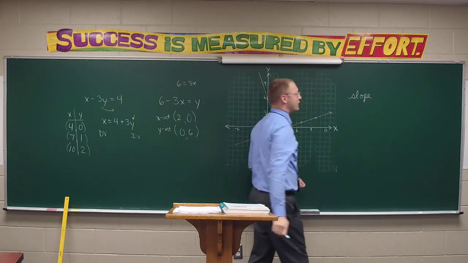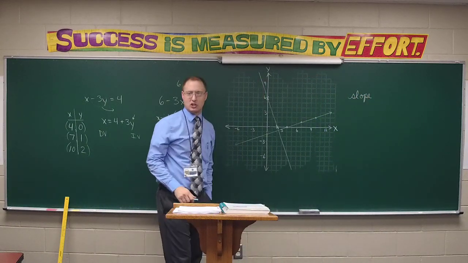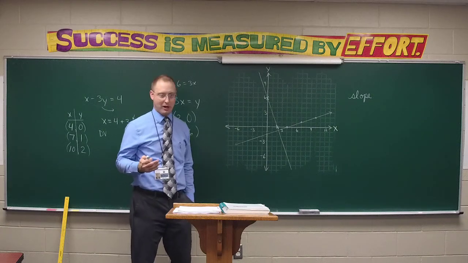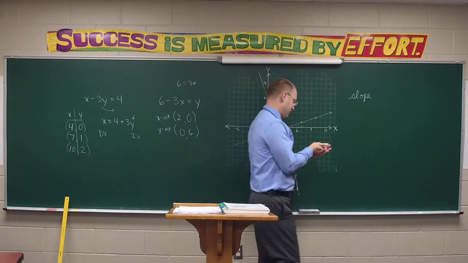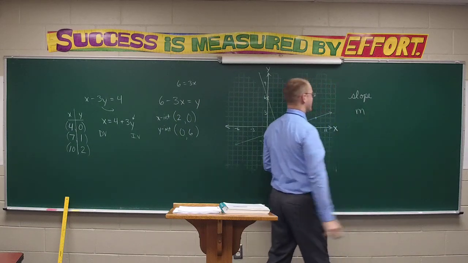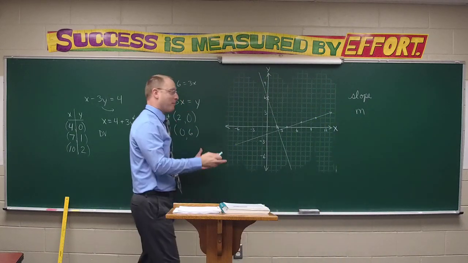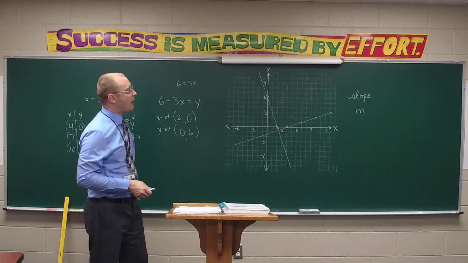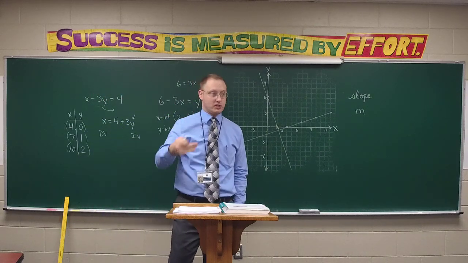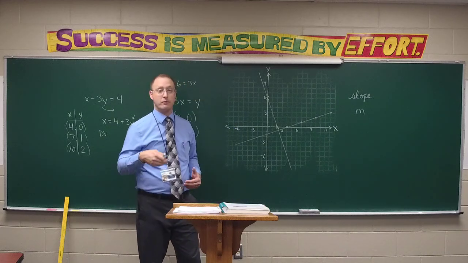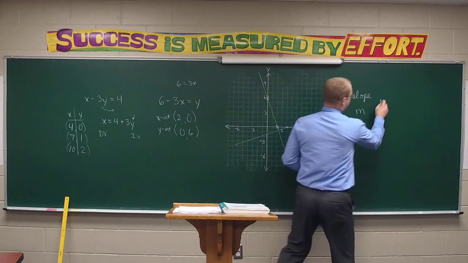By the way, what letter do we use to represent slope? And don't think about the word at all, because it makes no sense. Kendall? M. Why M? No idea. But anyway, M is used to notate slope. And we said slope is actually defined as a fraction. Something over something. Class? Rise over run.